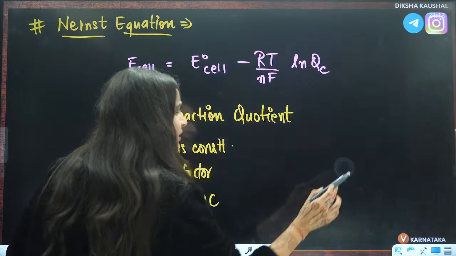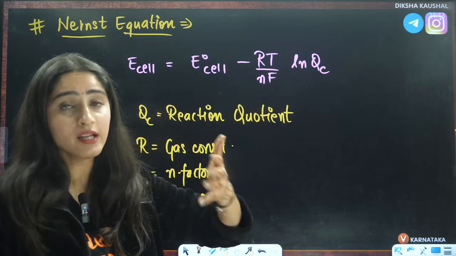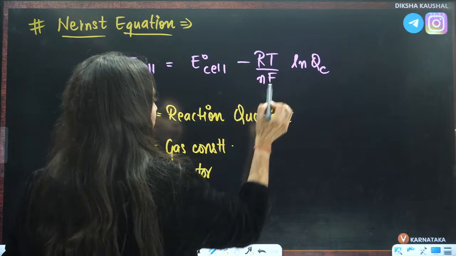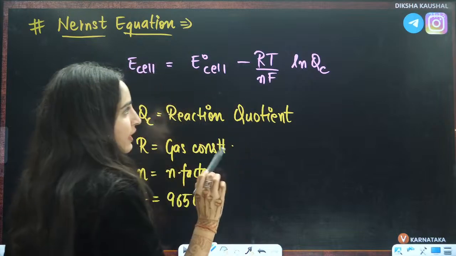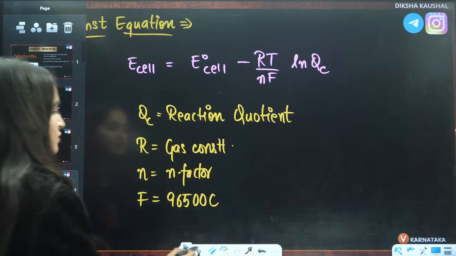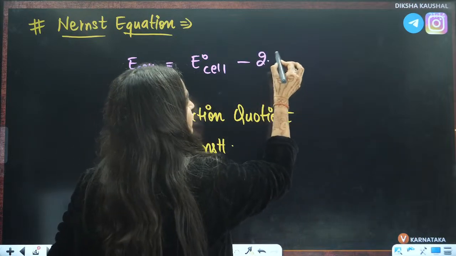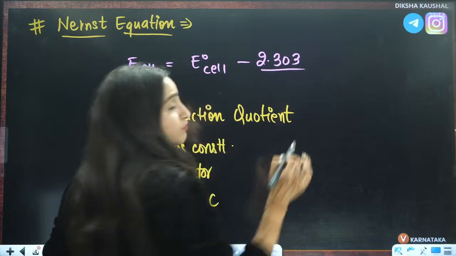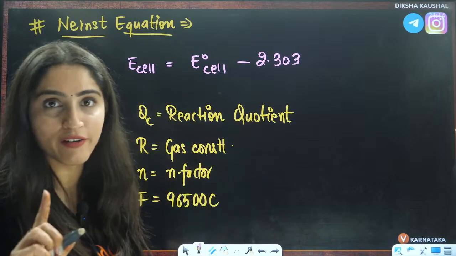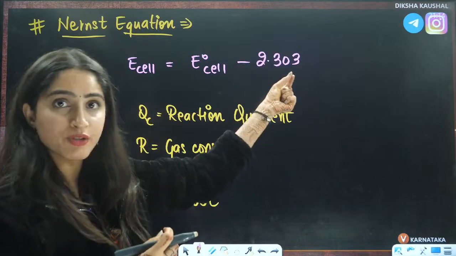Now, there is a way out of this, that you don't need to put the value of R, T and F again and again. So they have simplified this and already calculated the value of this whole thing. Or I would write one more way you can write this. Instead of writing ln of QC, you can write one more thing here. This will be multiplied by 2.303, because we are going to convert it into log base 10, right? Log and antilog we did, right? So here we are going to convert it into log base 10. That is why I am multiplying this by 2.303, right?